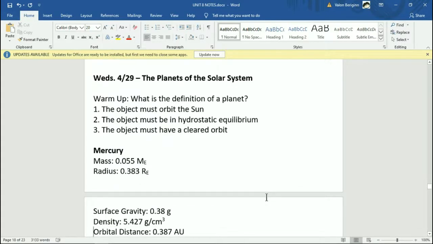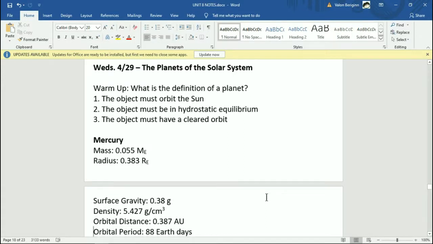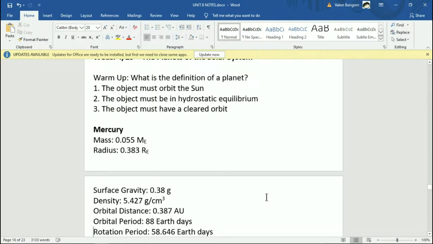Its orbital distance, again, that many AU. There's a lot of 0.38 on here. It's kind of interesting. So again, we've seen that. And now here's the orbital period. It takes about 88 Earth days for Mercury to go around the sun. Now the very interesting thing is its rotation period, 58.646 Earth days. Now, what this means, and again, this is basically how long it takes.